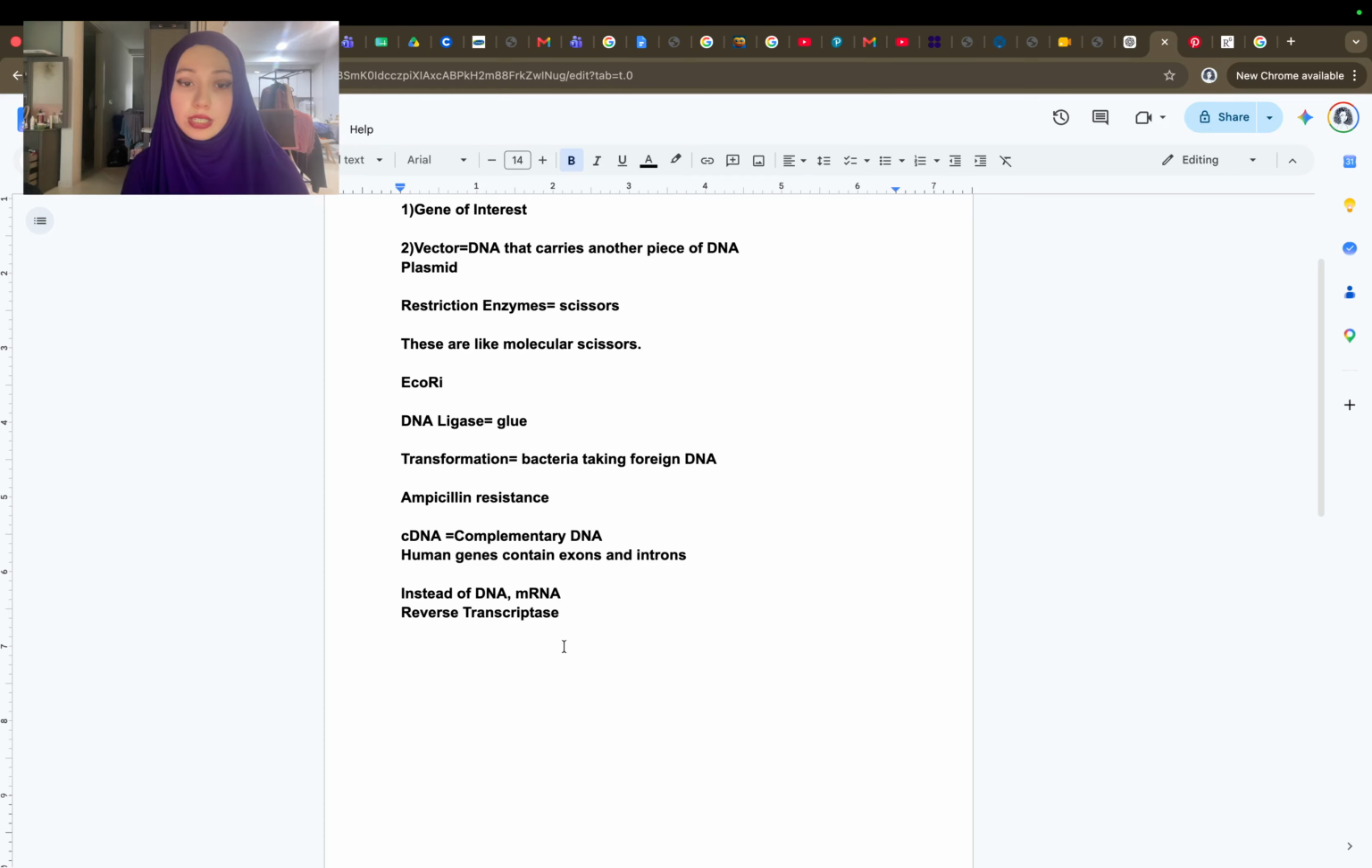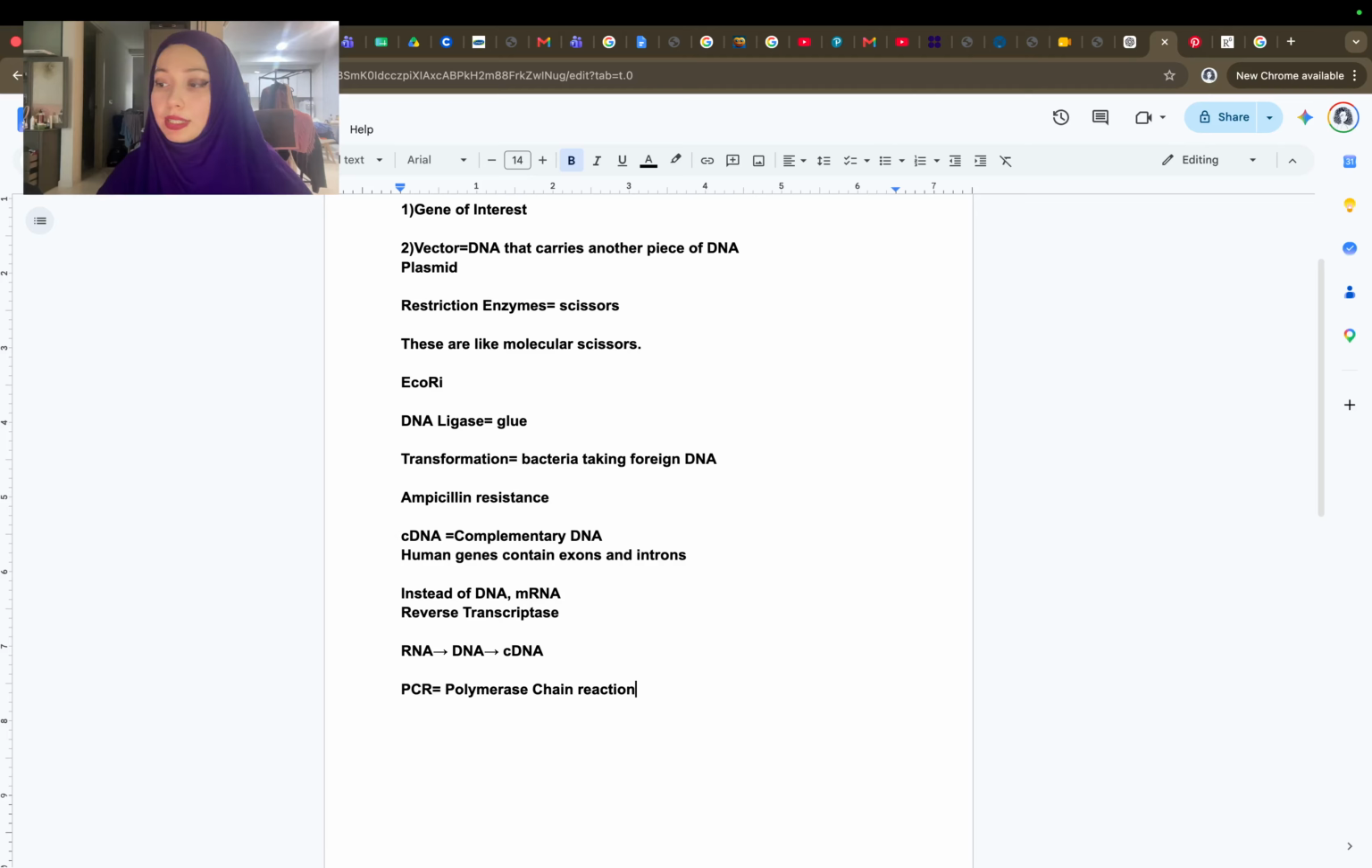So how can we get complementary DNA? We will take RNA and turn it into DNA, and this is going to give us complementary DNA. And then I want to introduce you to PCR. In case you don't know, it is polymerase chain reaction. PCR is polymerase chain reaction.